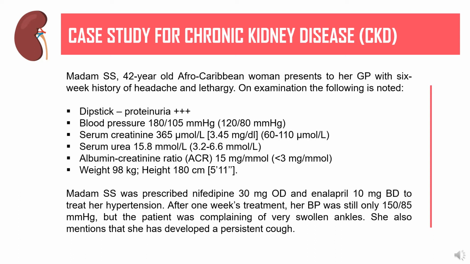Madam SS was prescribed nifedipine 30 mg once daily and enalapril 10 mg twice daily to treat her hypertension. After 1 week of the treatment, her BP was still 150 over 85 mmHg, but the patient was complaining of very swollen ankles. She also mentioned that she has developed a persistent cough.